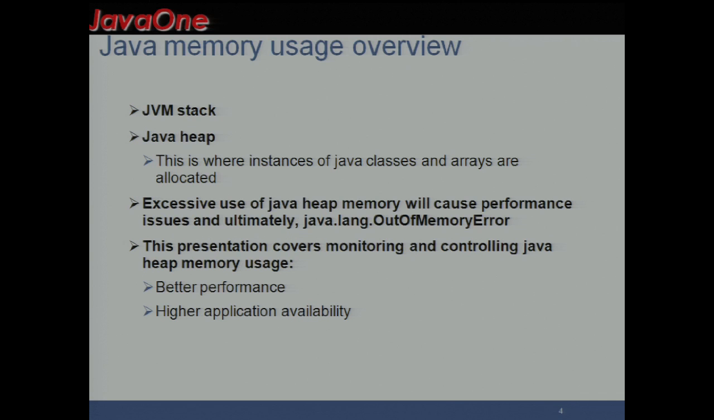And this is where all your instances of objects you allocate with the new operator are. And you can get an out-of-memory error for just about any of the memory usage that the JVM has, except for the OS and C runtime memory usage. But typically, if you get an out-of-memory error, it's because of your heap usage. And that's what this presentation is going to cover. We're only going to be covering how to monitor and control your heap memory usage. Some of the benefits here, you can get better performance and then higher availability of your app.